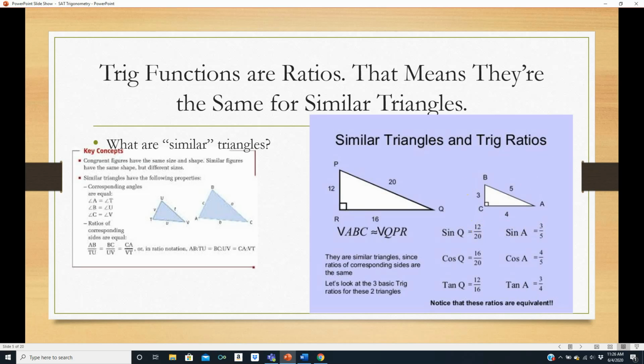Cosine of q is 16 over 20. Cosine of a is 4/5. Same thing. Divide both 16 and 20 by 4, you get 4 over 5. Tangent q, 12 over 16. Divide both of those by 4. Hey, you get 3 over 4. So we know these ratios are equivalent.